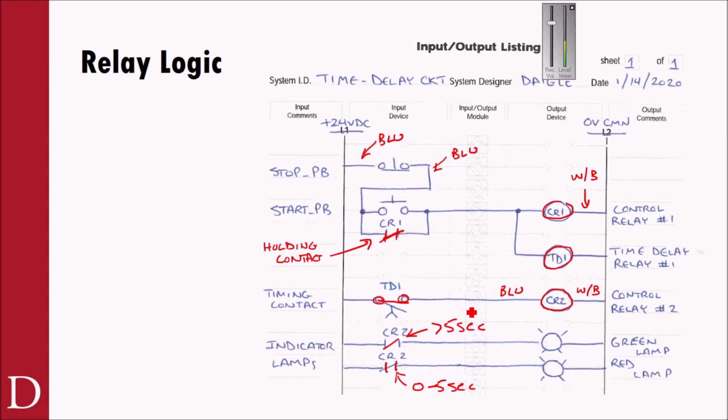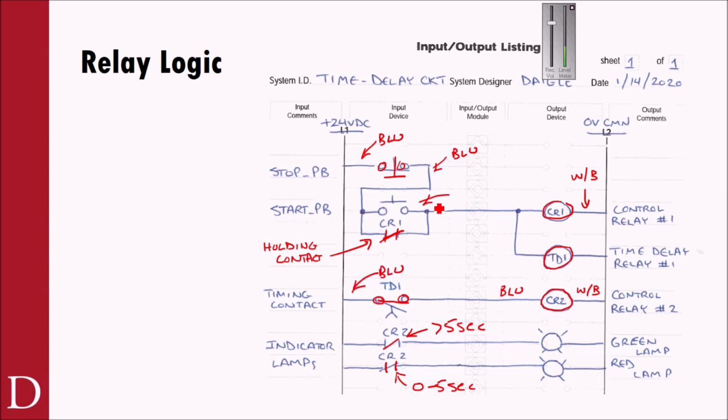Now, beyond 5 seconds, I now have a green lamp because this contact closed and that contact opened. And the only way to reset this then would be to hit this stop push button, which then would allow me to de-energize the time delay contact, CR1, all of that stuff, open it up and reset it back to its initial state.